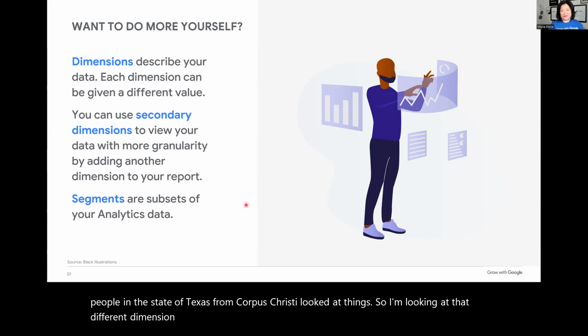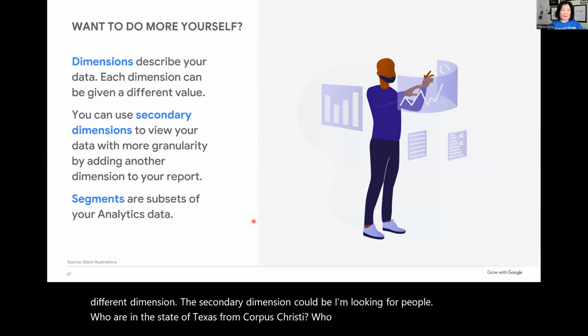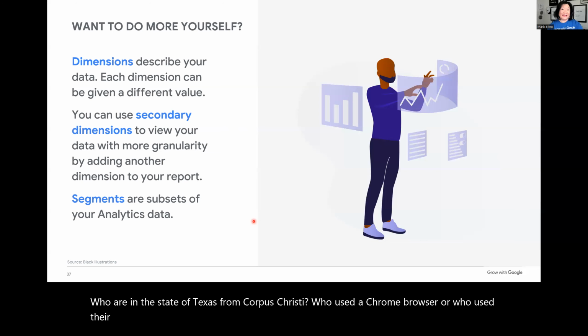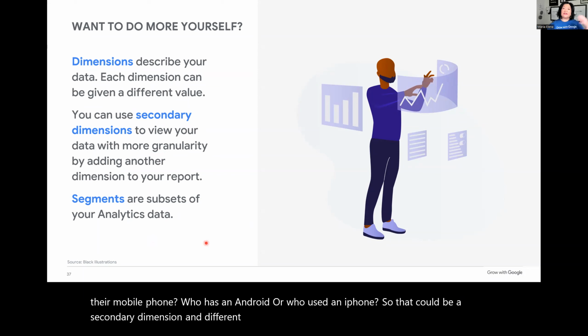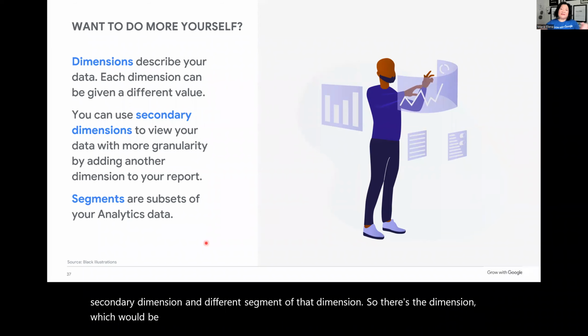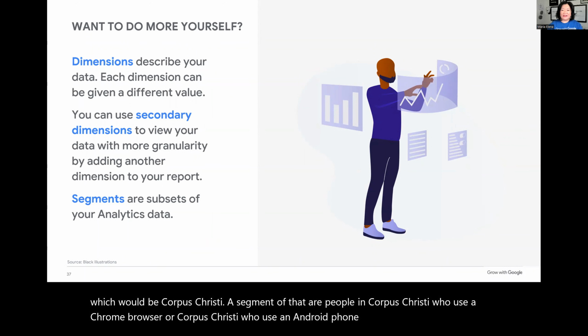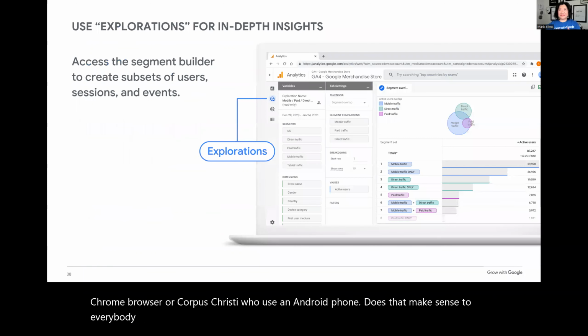The secondary dimension could be, I'm looking for people who are in the state of Texas from Corpus Christi who used a Chrome browser, or who used their mobile phone, who has an Android, or who used an iPhone. So that could be a secondary dimension and different segment of that dimension. So there's the dimension, which would be Corpus Christi. A segment of that are people in Corpus Christi who use a Chrome browser, or Corpus Christi who use an Android phone. Does that make sense to everybody? Let me know in the question box if this is helpful to you or is it too confusing. Let me know and I'll be sure to stop and help you.